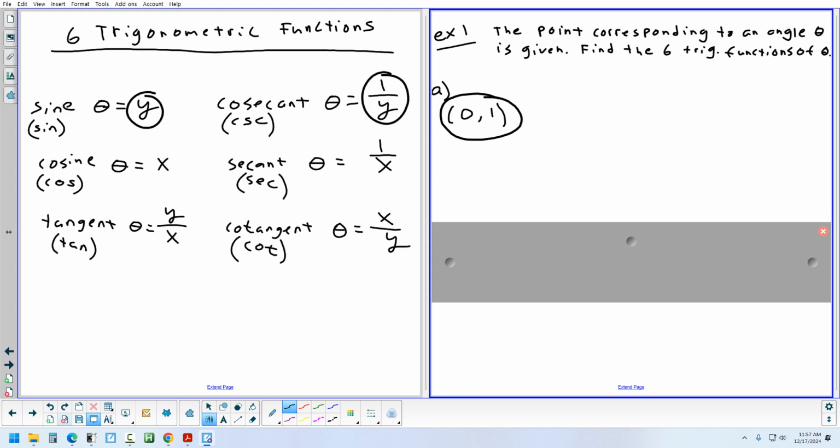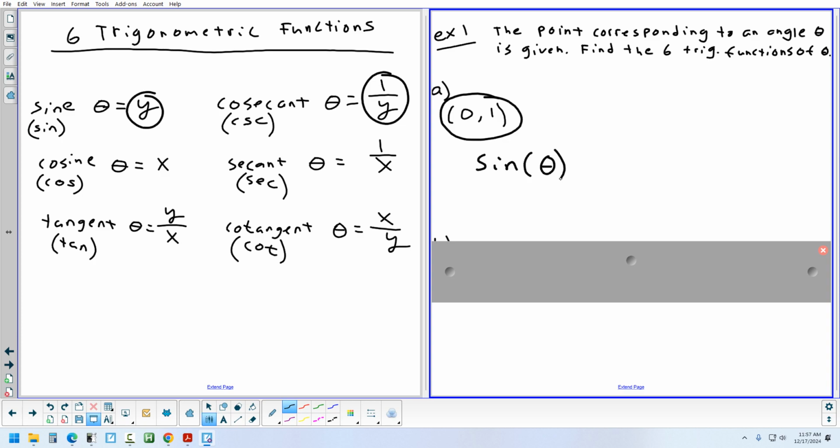Okay, so let's start with the sine. We're going to find the sine of the angle, and let's pretend we don't know it's 90. We know that it represents some angle. That is the location of something. Who cares what it is? What's the definition for sine? Sine is y. And what's the y value in that coordinate? 1. So whatever angle that represents, the sine of that angle is 1.